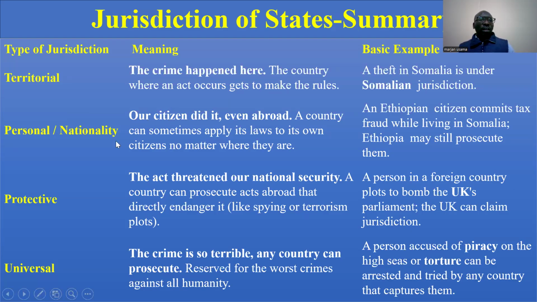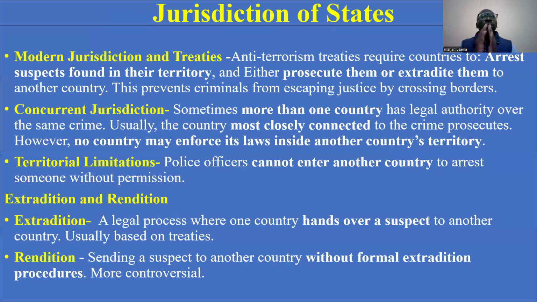Number two, personal or nationality. Our citizen did it, even abroad. He's our citizen, but he is the one who did it in another country, we can still subject him to our law. Protective, the act threatens our national security. It can be a terrorist act, it can be spying. Then universal. So these are the jurisdictions of states, the four jurisdictions. Now, there are some issues sometimes that are also related to jurisdiction of states.